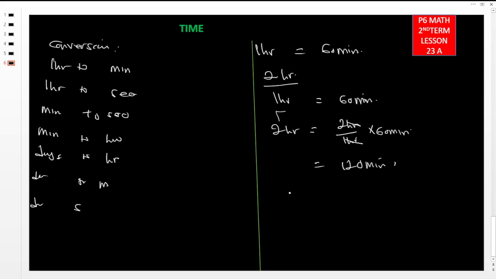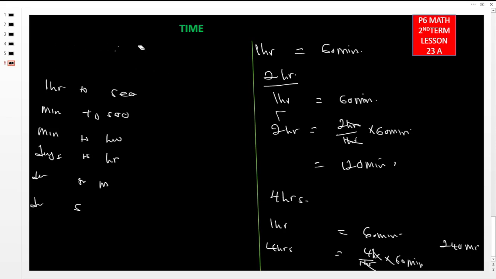Suppose we are given 4 hours here. What is the leading statement? 1 hour is giving us 60 minutes. How about the 4 hours? Inverted L, that is 4 hours all over 1 hour, then times 60 minutes. Then hour goes with hour, 4 by 60, that is 24, add on a 0, we come up with 240 minutes.